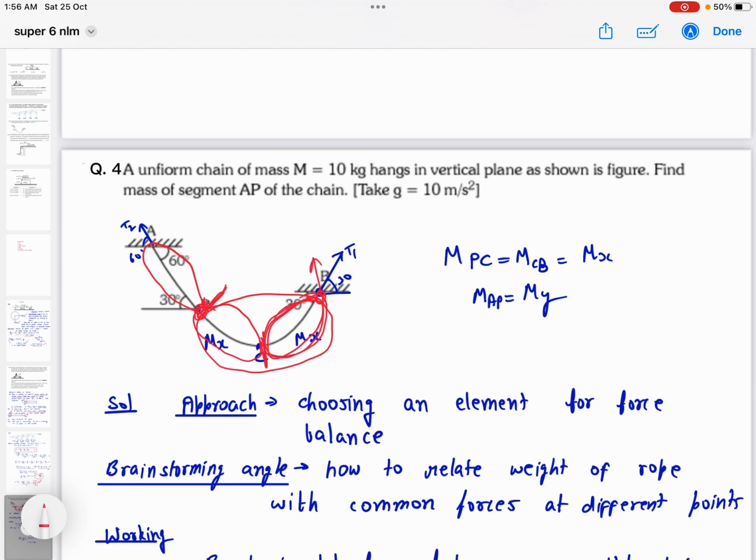Here at the horizontal point, the tension is horizontal only. So the vertical weight should be balanced by the vertical component of tension here only. Similarly, the weight on this side should be balanced by the vertical component of tension here. So it means the masses of these two elements should also be the same. So mx, my, mx, and the required mass I am writing as my. That is one thing, that these two masses should be equal, and the mass of the required section AP I am writing as my.